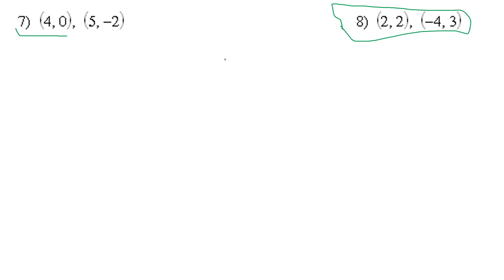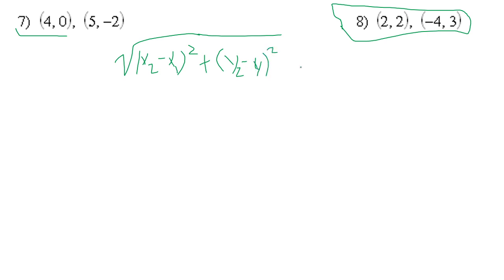Alright, let's go ahead and go over this one. First step, write out your formula. It's the square root of (x2 minus x1) squared plus (y2 minus y1) squared. Oh no, I ran out of radicals. It's okay, I can just make it bigger. Let's say that this is my 2, this is my 1.